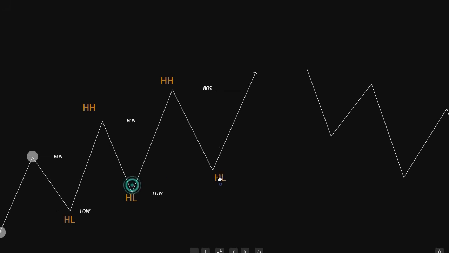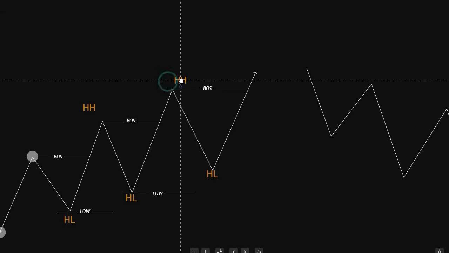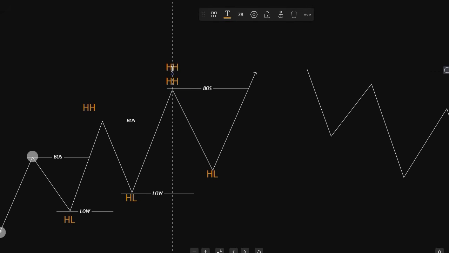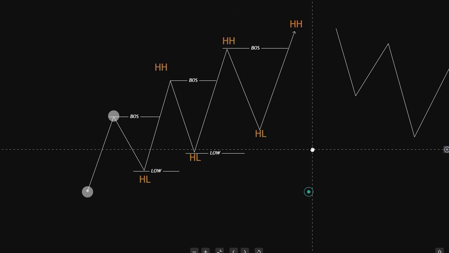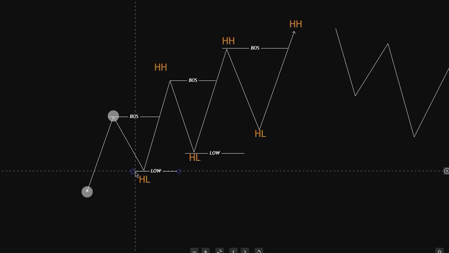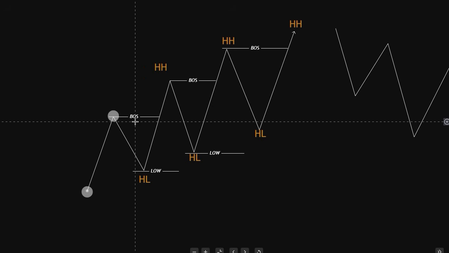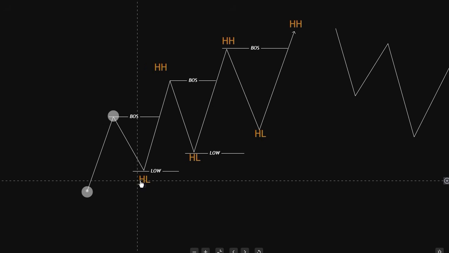So this is a new higher low, and this is a new higher high. This is fine, we have marked the structure by default. The market is pushing out and then breaking the high, creating a break of structure. BOS is basically break of structure. So it's created, and it becomes a new higher low.